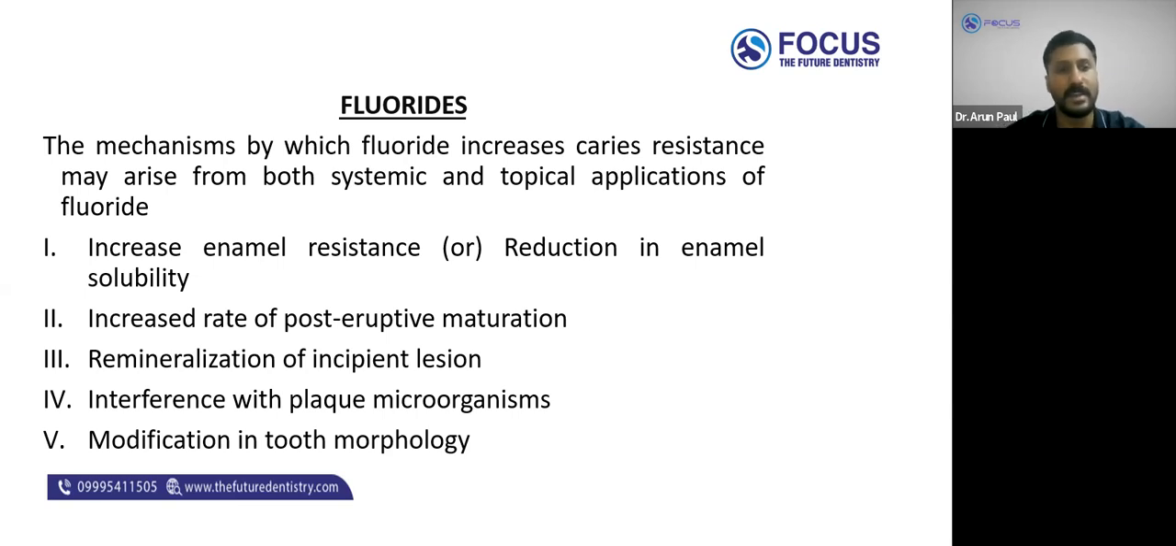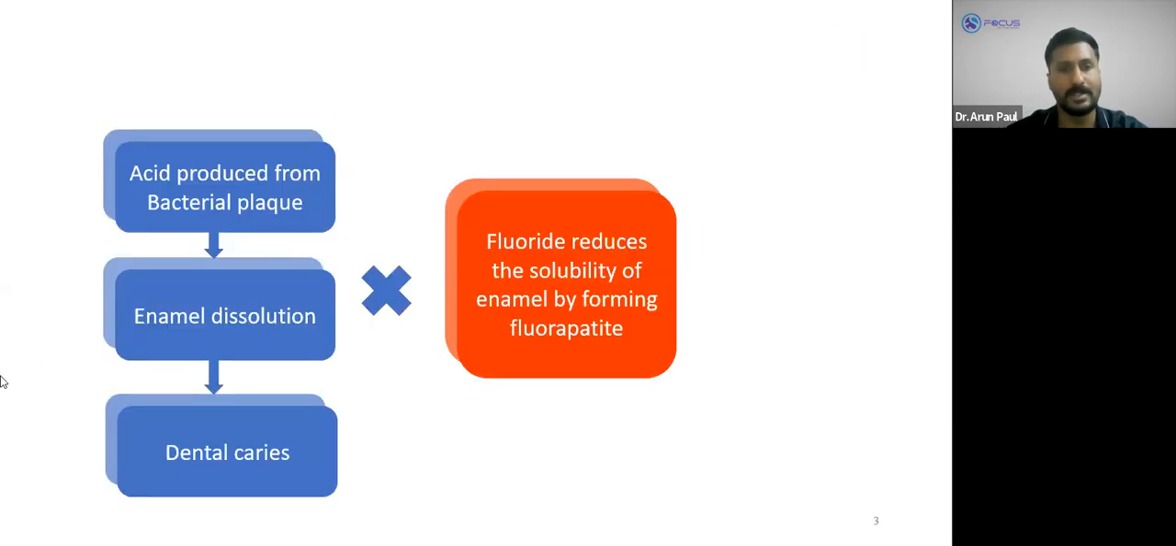So first is by increasing the enamel resistance or by reducing the enamel solubility. The second is by increasing the rate of post-eruptive maturation. So we'll see what exactly it means. We know that the acids are produced by the plaque microorganisms, the bacteria beneath the plaque which is attached onto the tooth surface. So that is an interface where the acids are produced. This acid-producing bacterial plaque results in a byproduct, lactic acid, which results in enamel dissolution. And if this acid attack is present for a prolonged period of time, it results in dental caries.